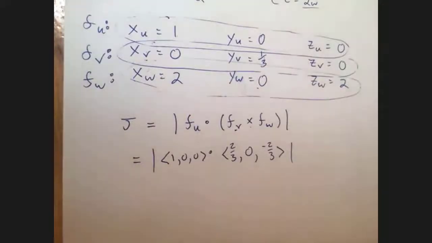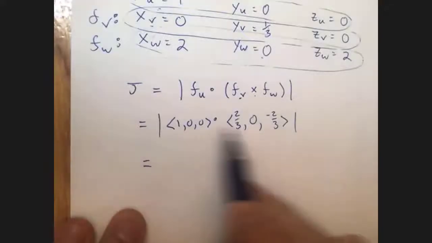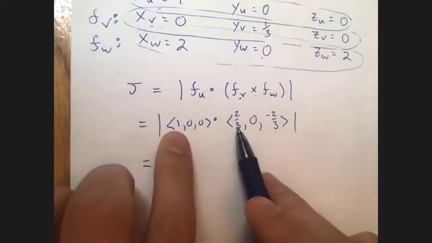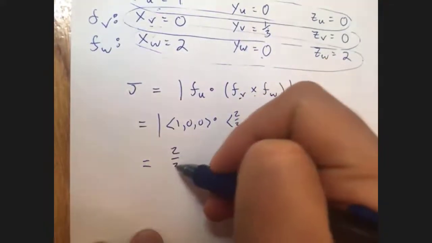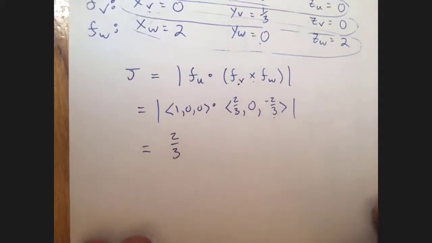All right, so I just have to dot these. Well, this is super easy, right? Because the dot product is just 2/3, right? Absolute value is 2/3. So my Jacobian in this case is 2/3. The Jacobian ended up being a constant. It's not always going to be a constant, but in this case it is.